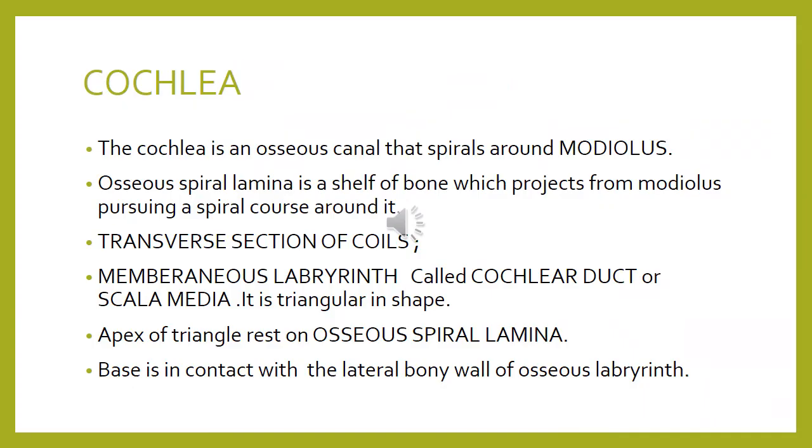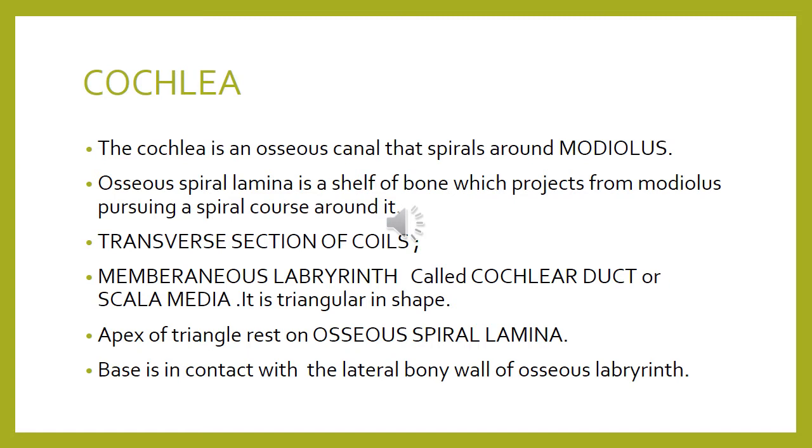Now, starting with the cochlea, it is an osseous canal that spirals around the modiolus, which is a cone-shaped structure, and it is composed of spongy bone. The osseous spiral lamina is a shelf of bone which projects from the modiolus and it pursues a spiral course around it, like the thread of a screw which spirals around its stem.